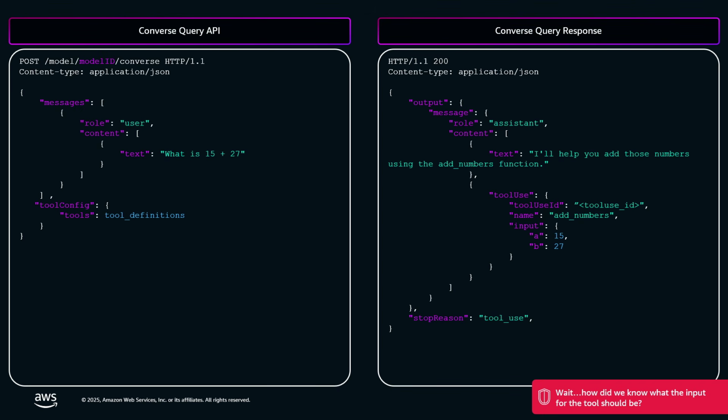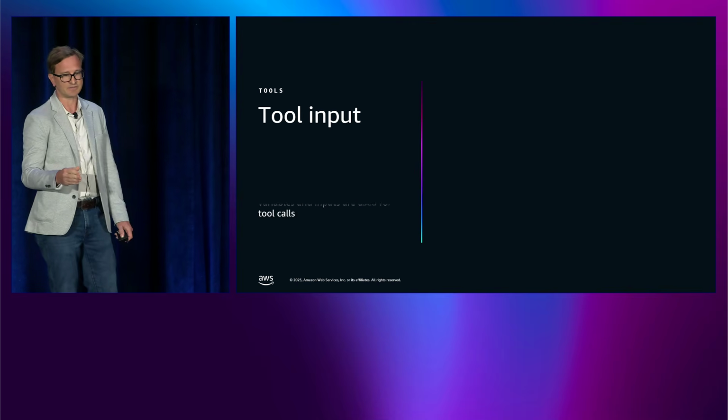How did it know what the input for the tool should be? Again, the LLM is going to be generating those parameters for you and putting that into the Converse query response based upon its natural language understanding of what the user's query is, combined with the tool definitions that you gave it.